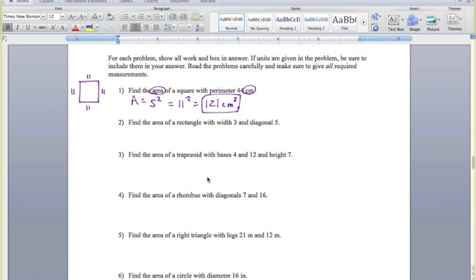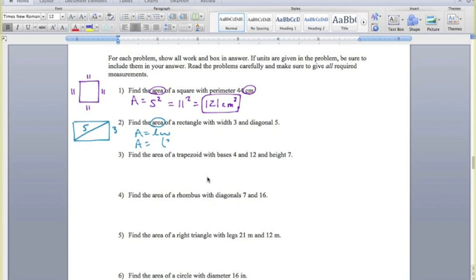For number 2, find the area of a rectangle with a width of 3 and a diagonal of 5. There's no units here, so we don't need to worry about putting units in our answer. Area of a rectangle formula is base times height or length times width or whatever letters we want to use. It doesn't really matter. Since the problem says width, I'll use length and width.